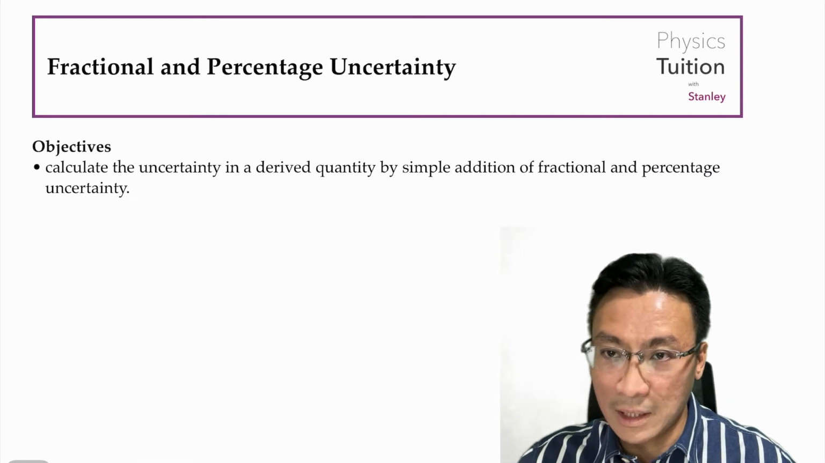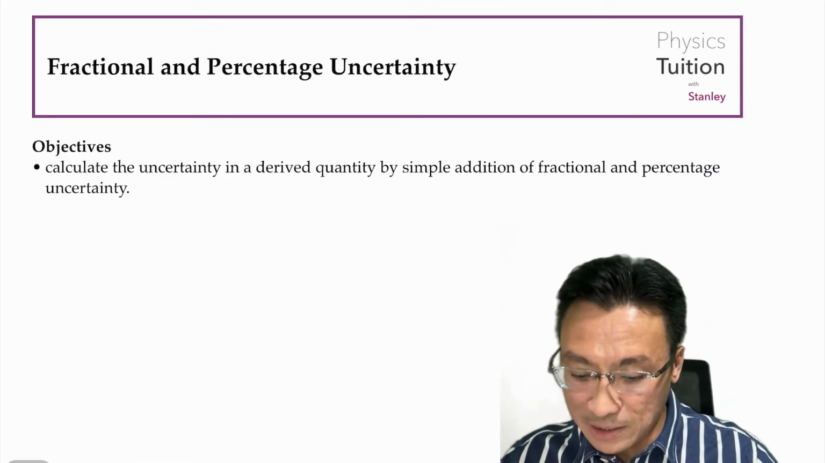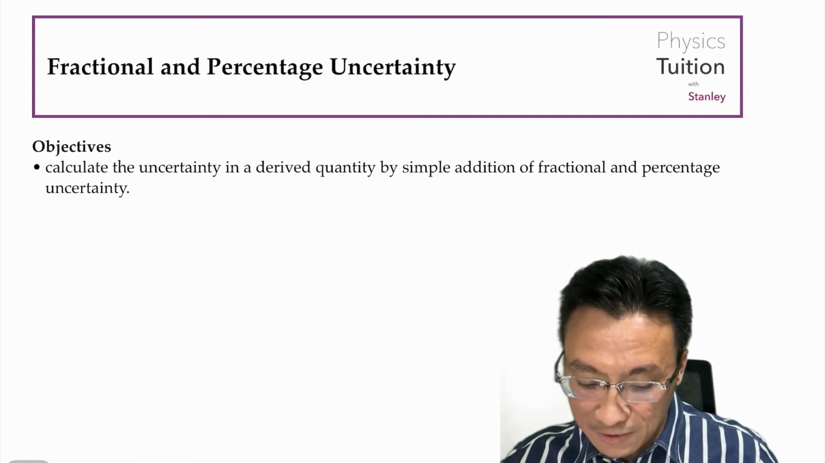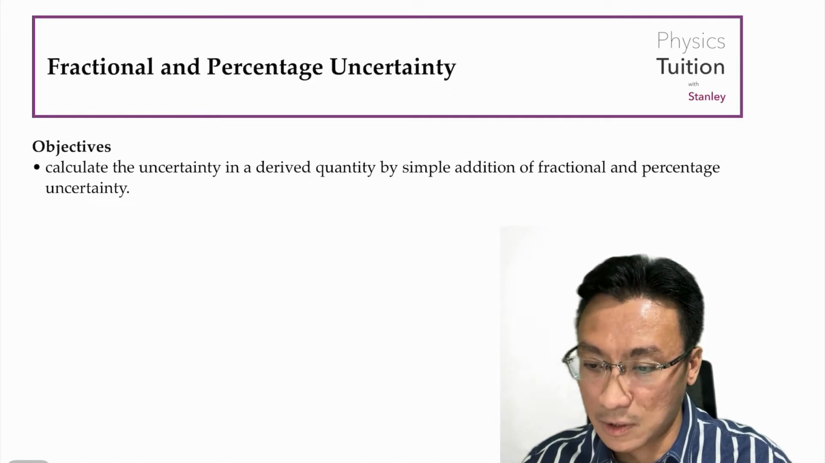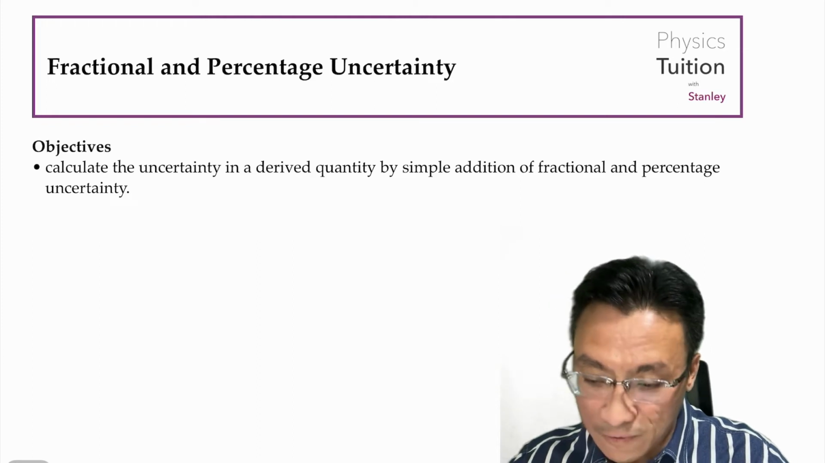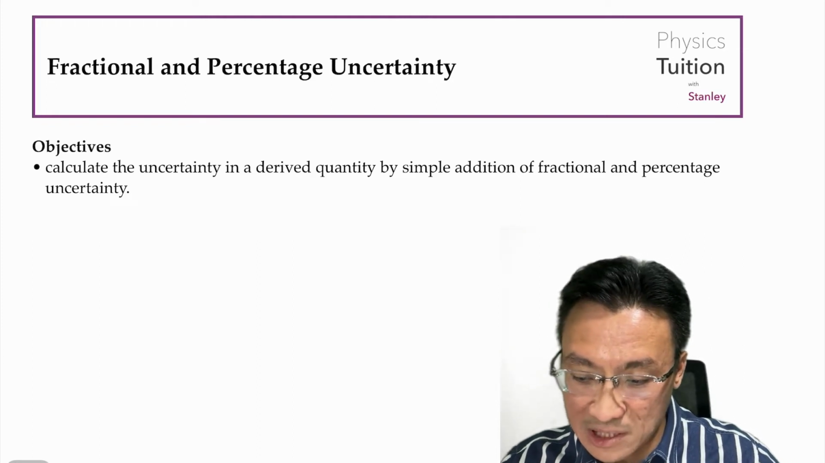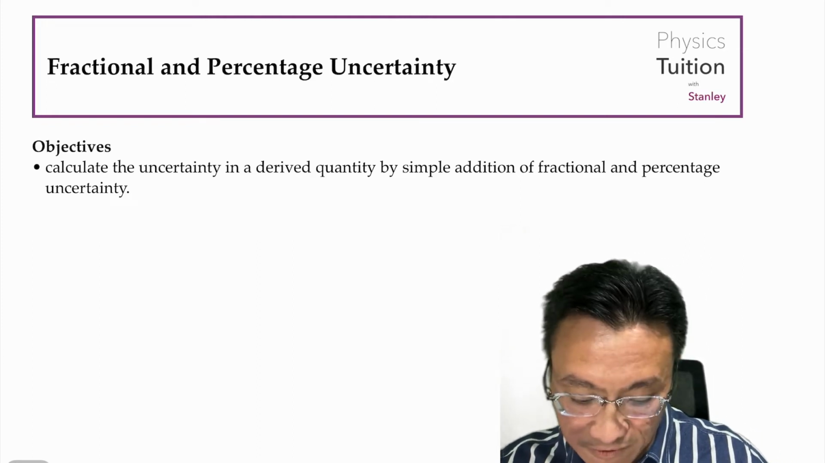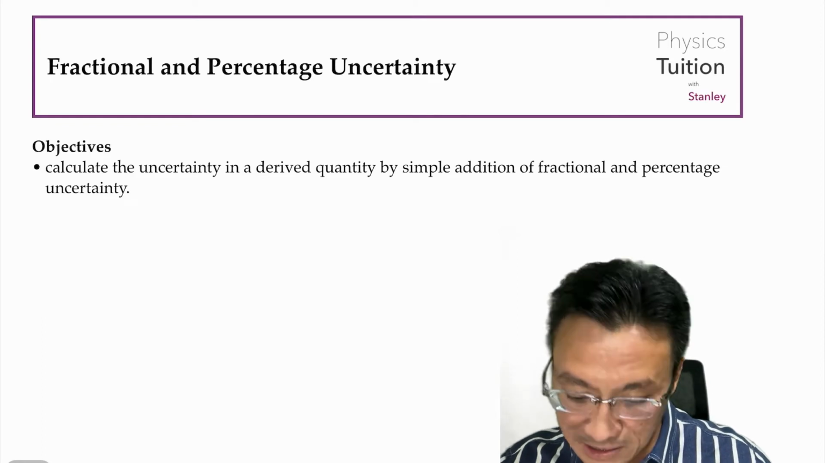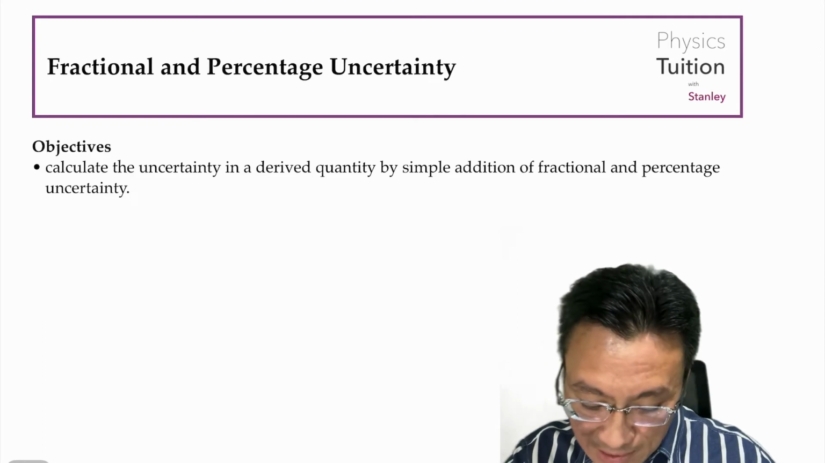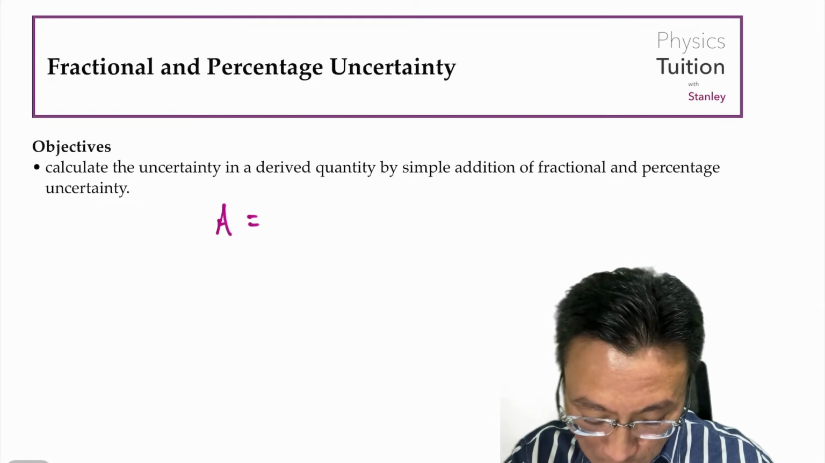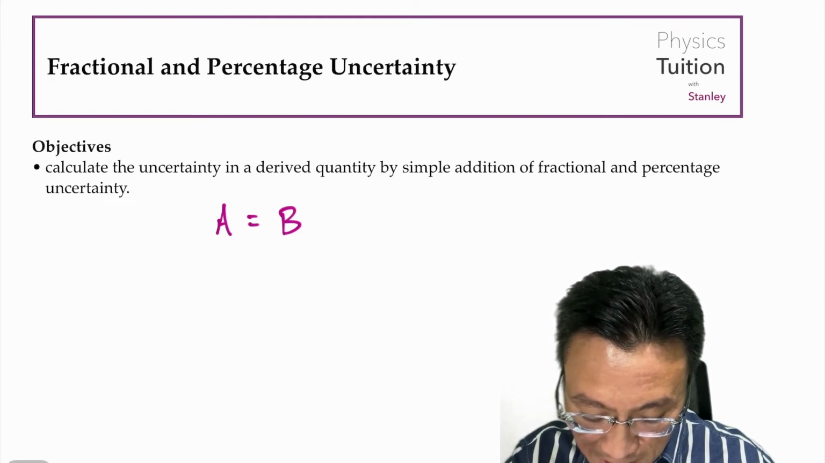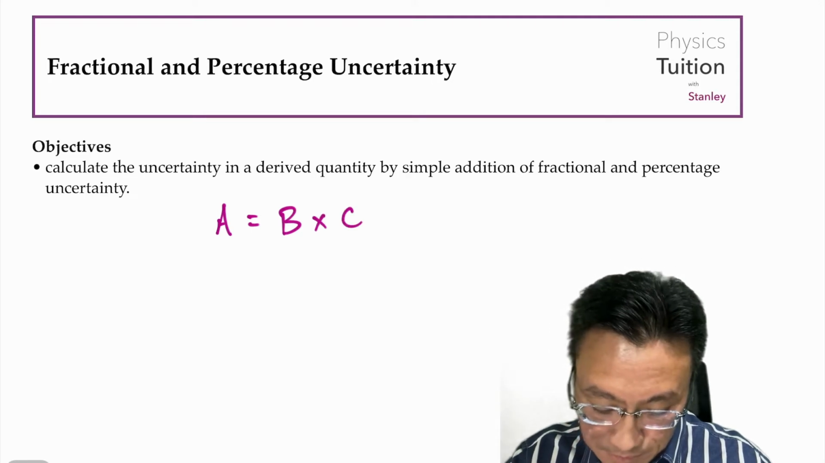Hi, in this video, I'm going to explain to you how to find fractional or percentage uncertainty and use it to solve problems. So first, let me explain a little bit about the concept of fractional uncertainty. Let's say I have an equation that involves three variables, A equal to B times C.